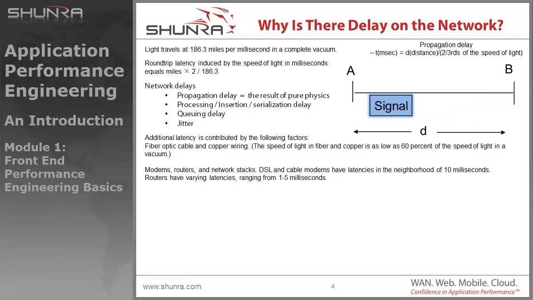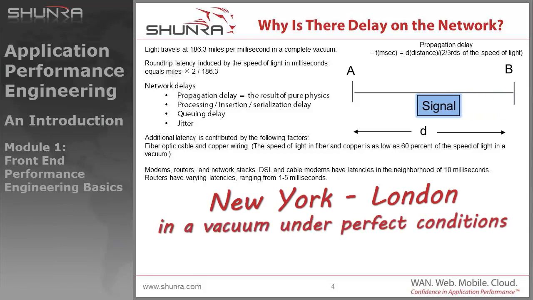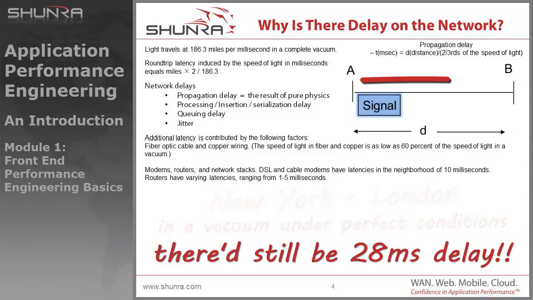This effect is also caused in a vacuum. So if we were to go from New York to London in a vacuum under perfect conditions, we would experience about 28 milliseconds worth of latency delay or propagation delay. And again, that's the physical time it will take a packet to go from point A to point B. Now that's in a perfect world, and again, in a vacuum.